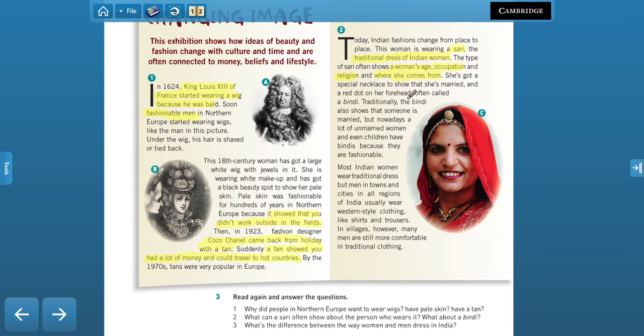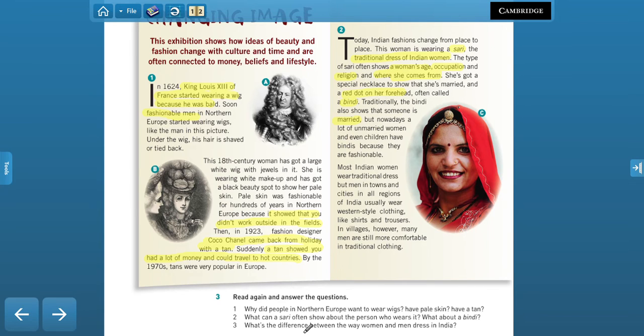And then we have the bindi, right? The bindi is the red dot on the forehead, the one that you can see here, right? That is a bindi. So traditionally, the bindi showed that someone is married, right? But nowadays it says that unmarried women often use bindis as well because they think they are fashionable, right? They are trends. But initially, it was to show that a woman was married.